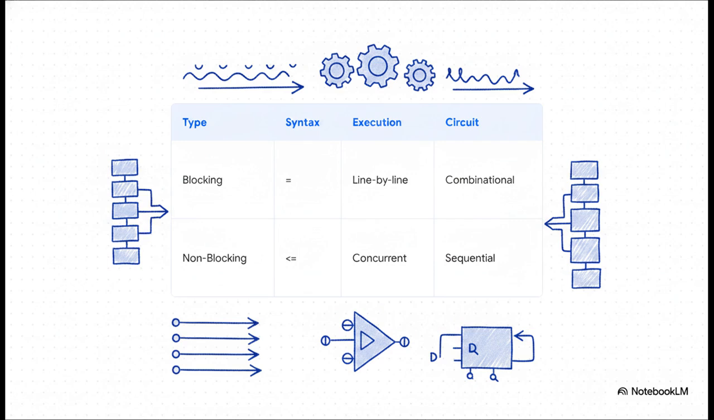A blocking assignment uses a regular equal sign, it executes line by line, and it is specifically designed for combinational circuits. A non-blocking assignment uses the less than or equal to sign, it executes all at once concurrently, and it is strictly designed for sequential circuits. You know, those circuits where the outputs depend heavily on past behavior combined with present input.